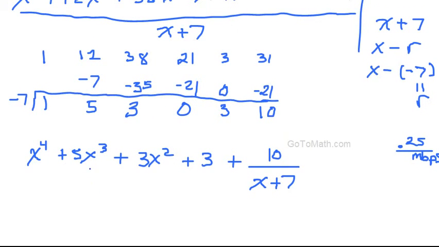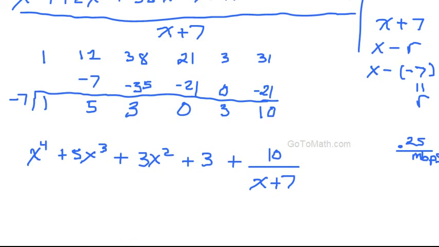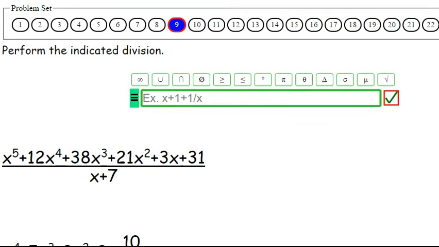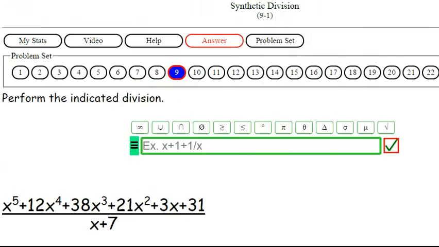X to the 4th plus 5x cubed plus 3x squared plus 3. Okay, let's see what kind of mistakes I made here. X to the 4th plus 5x cubed plus 3x squared plus 3, over x plus 7. That's it.